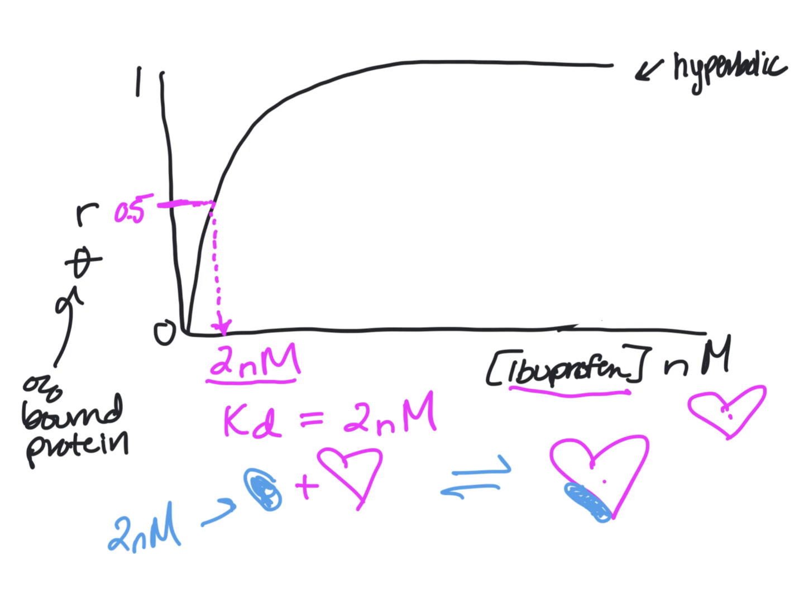And if you wanted more binding, more than 50% of the serum albumin bound to ibuprofen, you'd need to increase the concentration. So let's say you increase the dose to 4 nanomolar ibuprofen. Then I would have, let's approximate that to like 80% of them bound. And we'll get into what that means later. Another useful thing about the KD is it's a way to compare the affinity of different drugs or different ligands for the same protein.